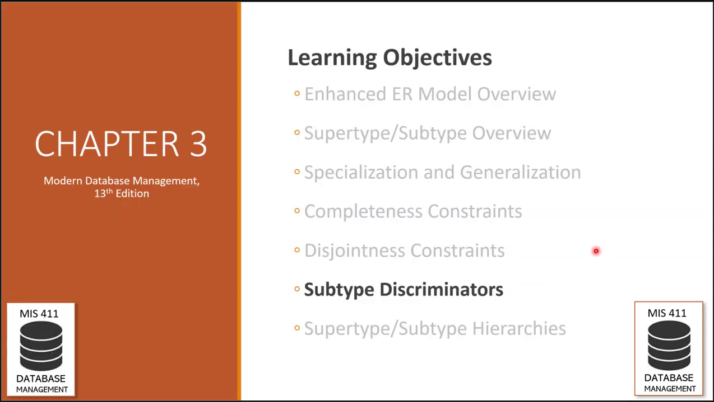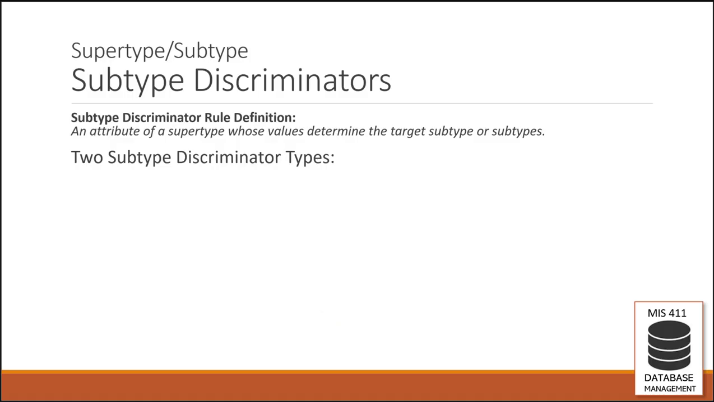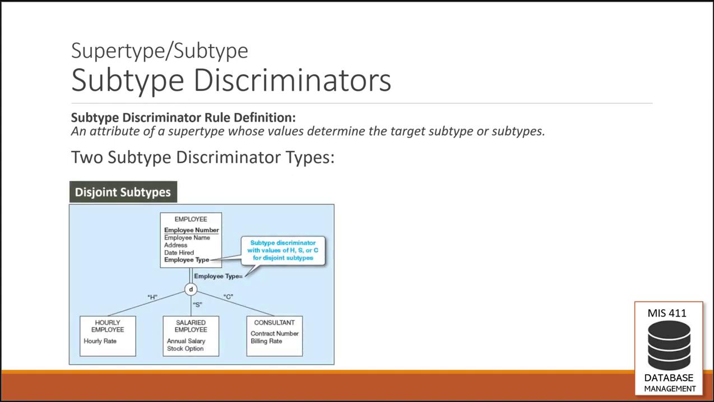And so actually, let's move on to subtype discriminators. The subtype discriminator rule definition is an attribute of a supertype whose values determine the target subtype or subtypes. And there are two subtype discriminator types. There are disjoint subtypes, okay?